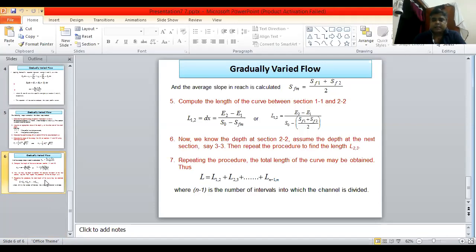This is the basic step of the direct step method. It is very useful for calculating accurate data of surface profile length.